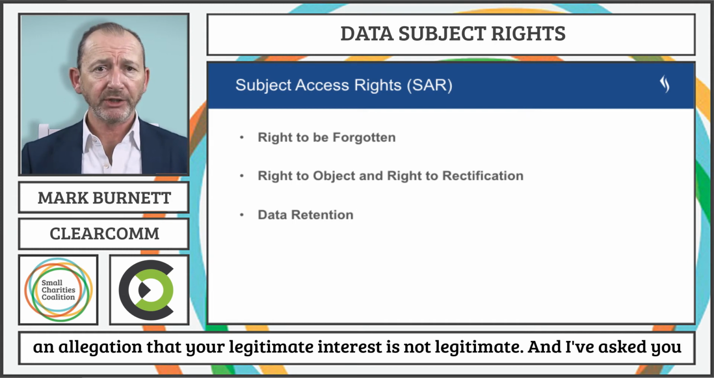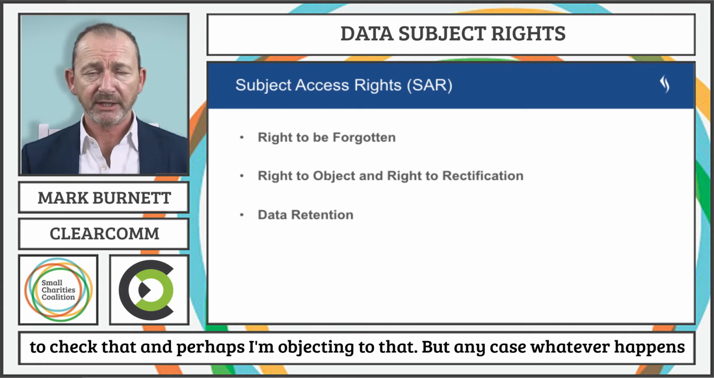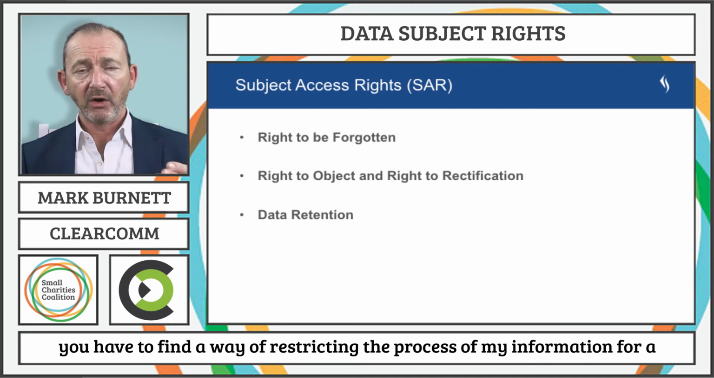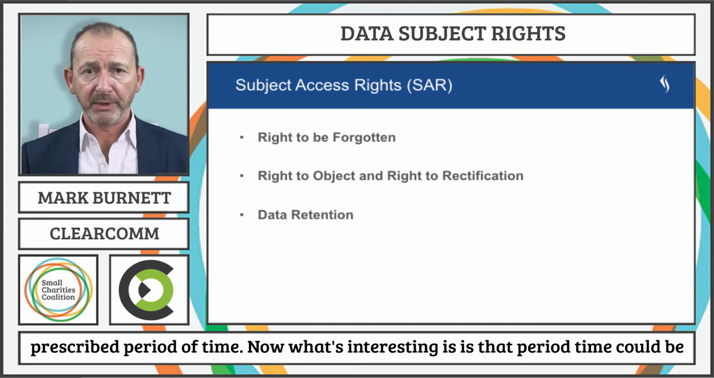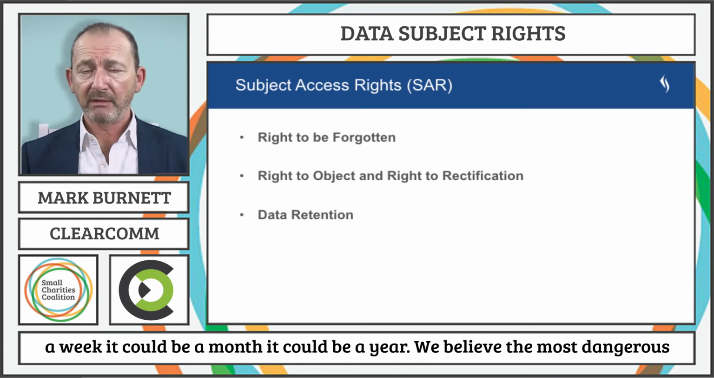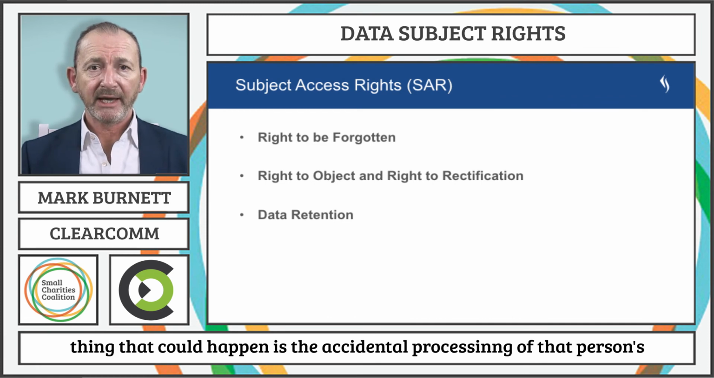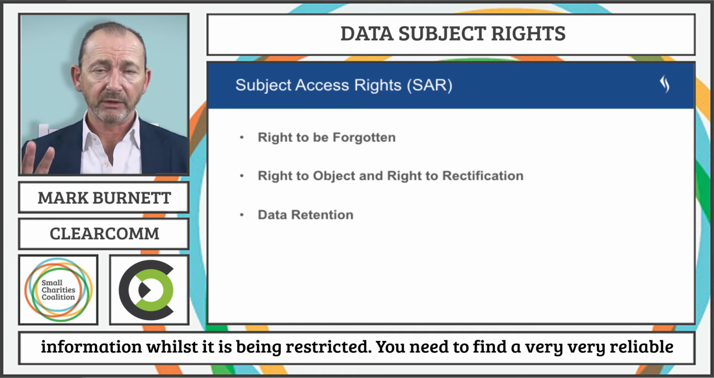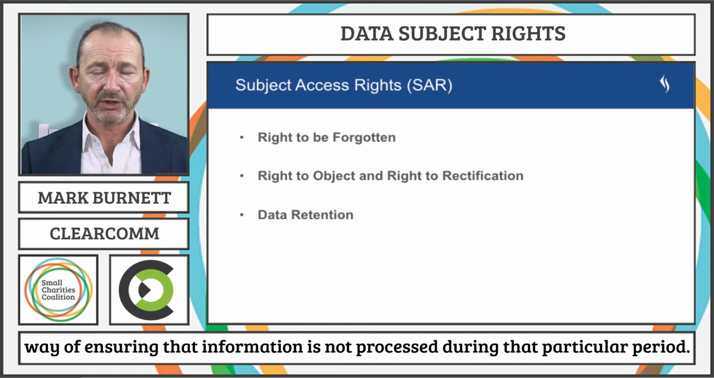There might be an allegation that your legitimate interest is not legitimate and I've asked you to check that, and perhaps I'm objecting to that. But in any case, whatever happens, you'll have to find a way of restricting the processing of my information for a prescribed period of time. Now what's interesting is that period of time could be a week, it could be a month, it could be a year. We believe the most dangerous thing that could happen is the accidental processing of that person's information whilst it is being restricted. You need to find a very, very reliable way of ensuring that information is not processed during that particular period.